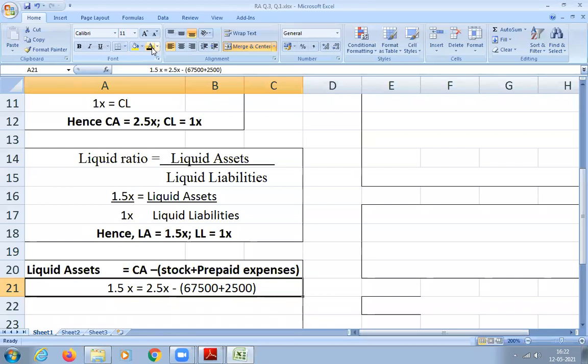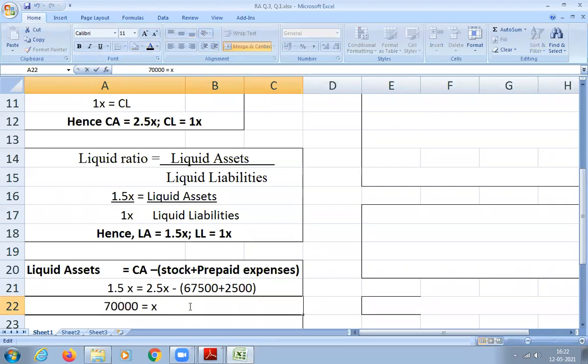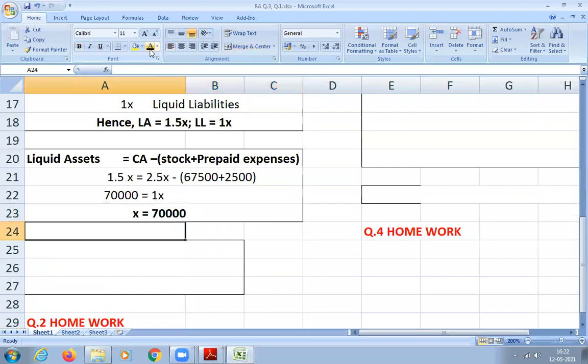2.5x minus 1.5x. How many x will you get? 2.5x minus 1.5x is 1x, or nothing but x. So x is how much now? 70,000. Is it clear? So once I get the x, I can find out whatever is given.